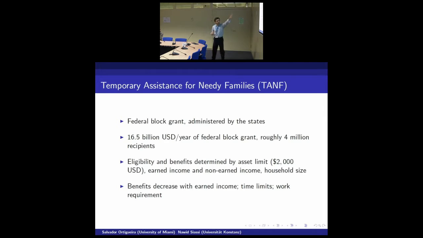But this program has been, to some extent, reduced over time. So the amount, 16.5, has been flat in nominal terms for more than, I don't remember, but more than 15 years for sure. So in real terms, the program is just going down. Look at the number of recipients. It's only 4 million against 27 million in the earned income tax credit. So the amount of money and the amount of recipients is smaller than in the previous one. That's why I'm saying that transfers that have earning requirements are becoming more important.